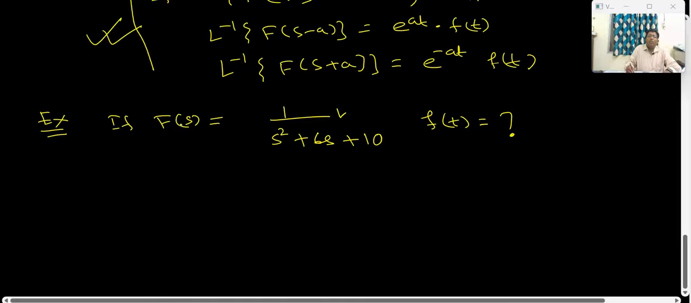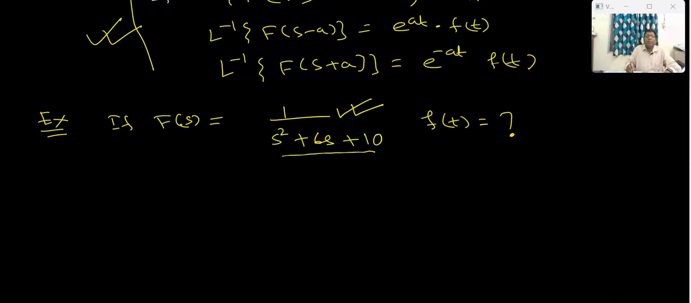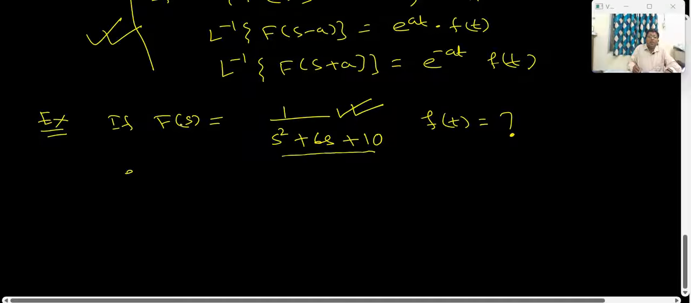So you need to apply the inverse transformation here. You see the denominator here cannot be factorized. If it is factorized, then you can apply your partial fractions. So now we'll adjust it. So what is my f(t)?